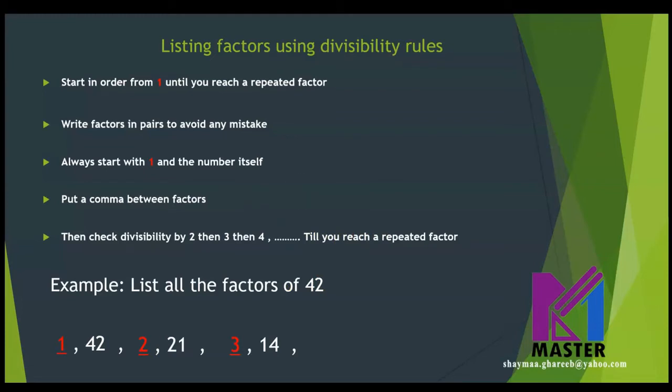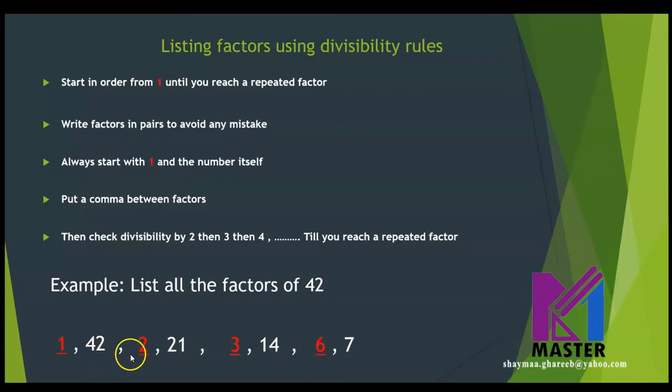Now, after the 4, I will check the 5. Is it divisible by 5? Of course not, because a number is divisible by 5 if it ends with 0 or 5. Is it divisible by 6? Yes, of course, because it's divisible by 2 and it's divisible by 3. So it must be divisible by 6. So 6 and 7. 6 times 7 gives 42.